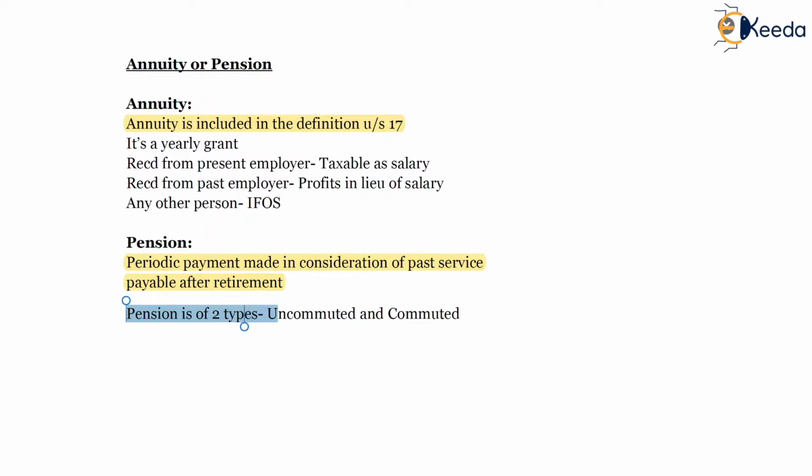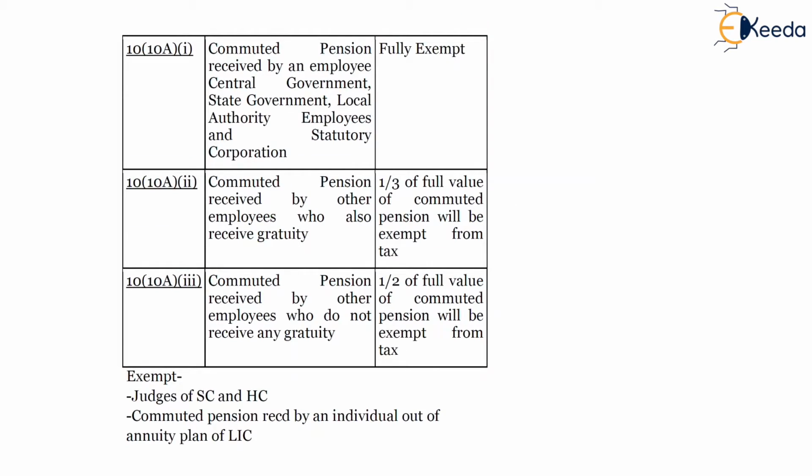Pension is of two types, uncommuted and commuted pension. And we have understood, friends, that uncommuted pension is a periodic payment to the employee, and commuted pension is a lump sum payment, right, friends? So let's understand the exemption part in the case of commuted pension.